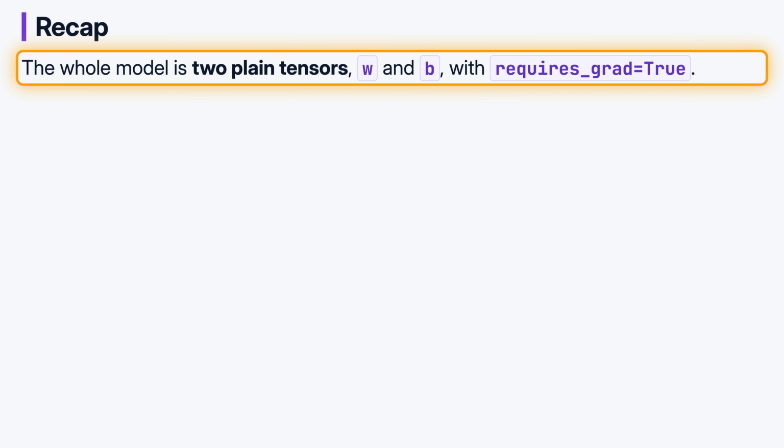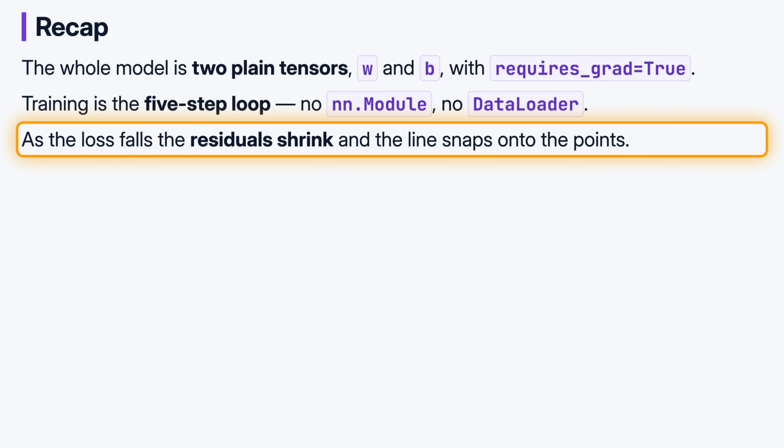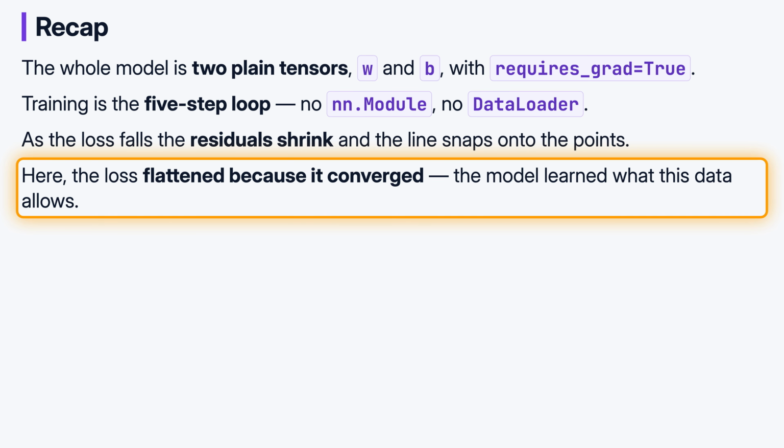Let's bring it together. The whole model is two plain tensors, W and B, with requires grad true. Training is the 5-step loop. No nn.Module, no DataLoader. As the loss falls, the residuals shrink, and the line snaps onto the points. And here the loss flattened because it converged. The model learned what this data allows.